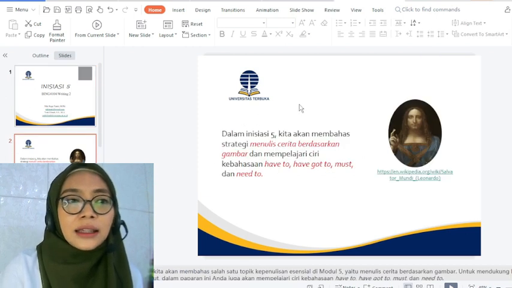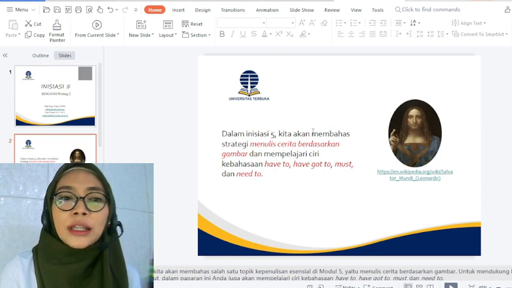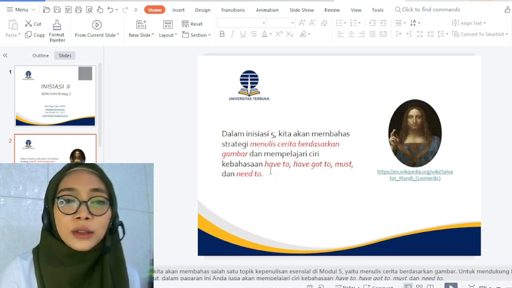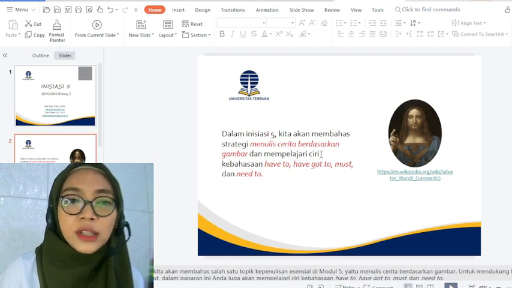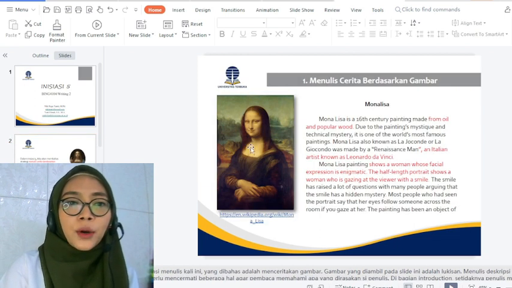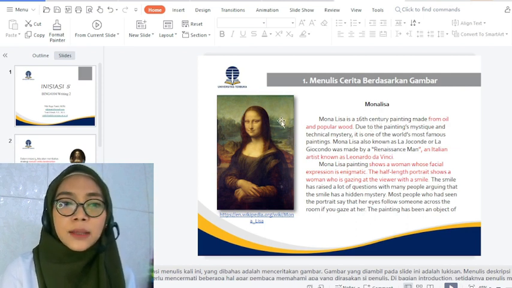In this week we will learn how to write a story or narrative text based on a picture. So it will be narrative text and also descriptive text. And another one, we would like to learn how to write a sentence with obligations by using have to, have got to, must, and need to. The first part, we will learn how to describe or write a narrative text based on the picture.